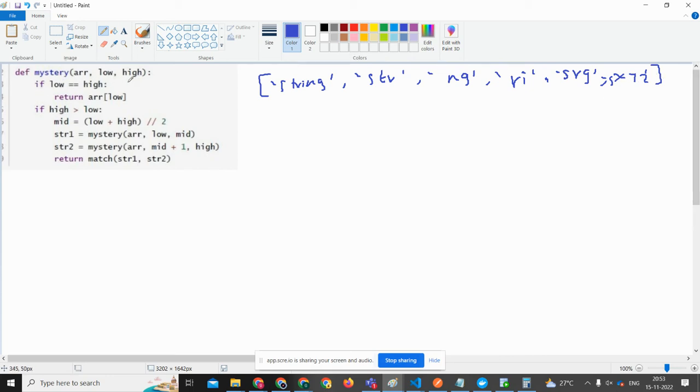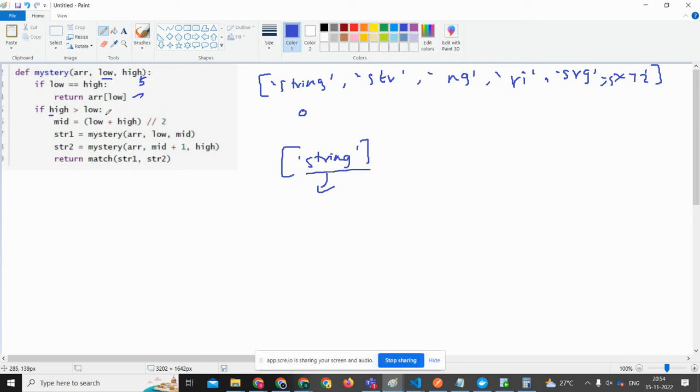So what is low going to be? Low is going to be the starting index of the list, so it is 0, right? And high is going to be the ending index: 0, 1, 2, 3, 4, 5, right? If it was only one word, the starting and ending are equal, and we are returning arr of low directly, whatever it is supposed to return. Only one is there, and we are returning it directly.